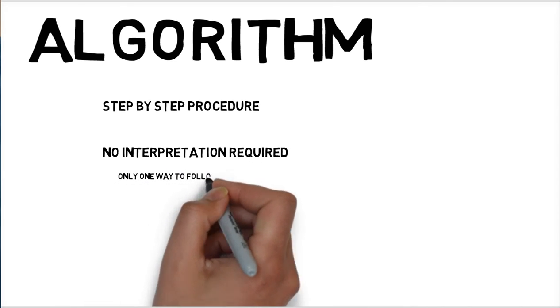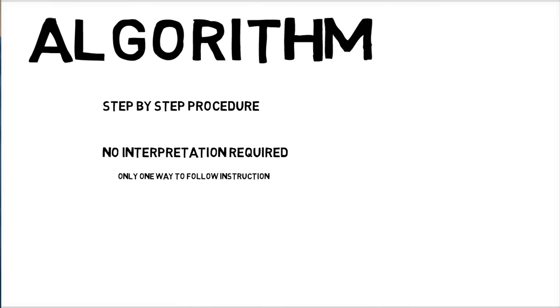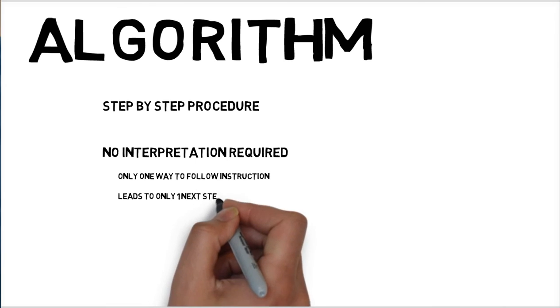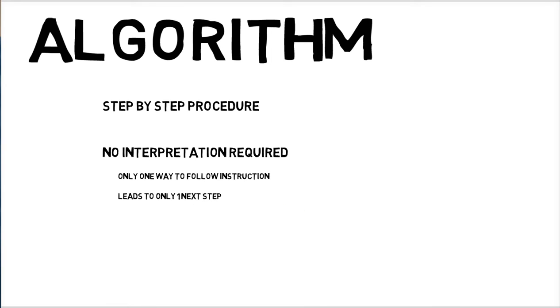Another thing that we mean when we say no interpretation is required is that it needs to lead to only one next step. So in an algorithm, you take a step and you have to be able to follow that step in only one way. But the following of that step should lead you to one and only one next step. If the instructions that you give could possibly lead to multiple steps, you haven't actually made an algorithm. So the instruction at each step needs to be unambiguous, and there needs to be only one thing that can possibly happen.